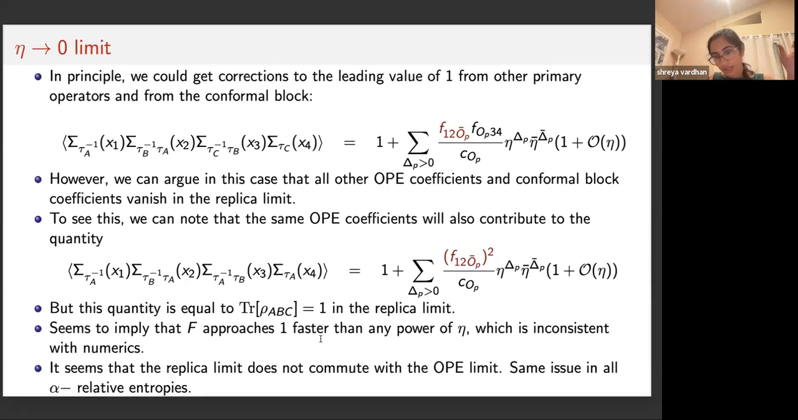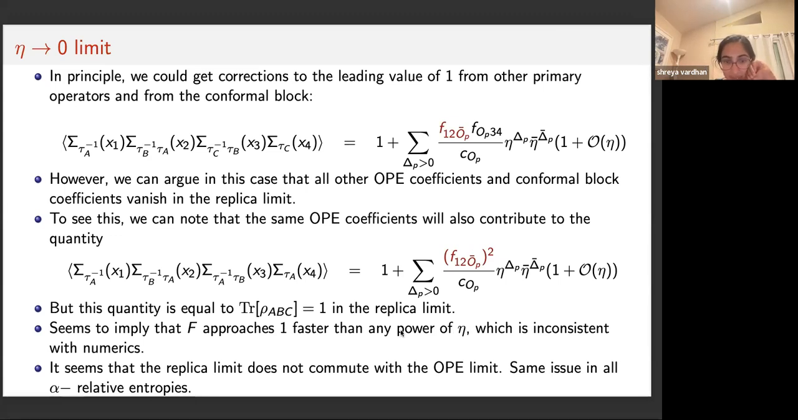Based on this, the conclusion that we would seem to draw is that the fidelity approaches 1 faster than any power of eta. This would be a little bit similar to the behavior of the negativity in this eta going to 0 limit, where if you look at the negativity between A and C, where A and C are moving very far away, then the negativity approaches 0 faster than any power. But in our case, this result is not consistent with the numerics because we saw this very clean power law behavior as a function of eta for this quantity.